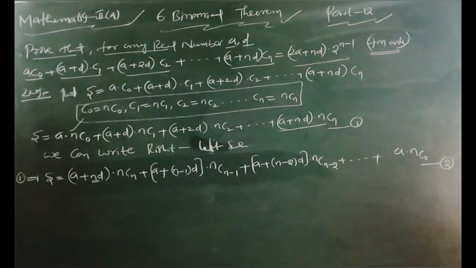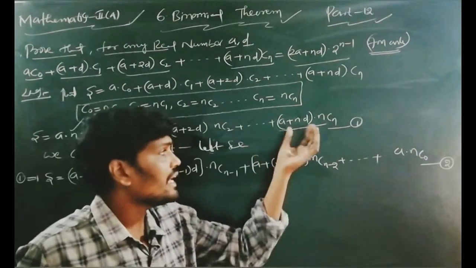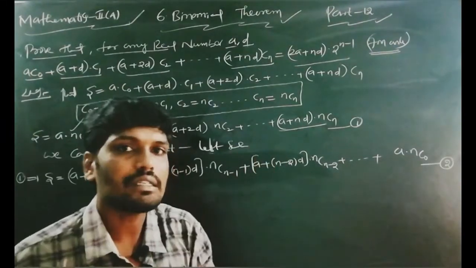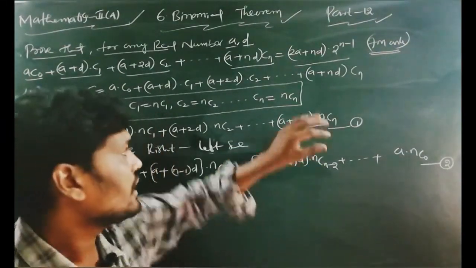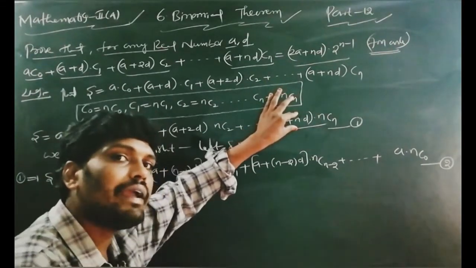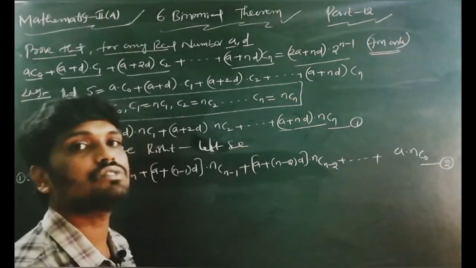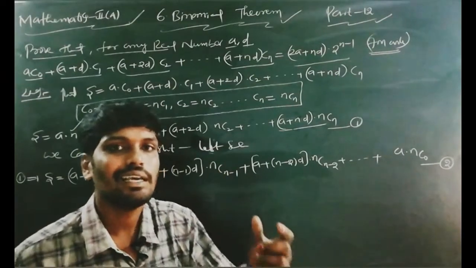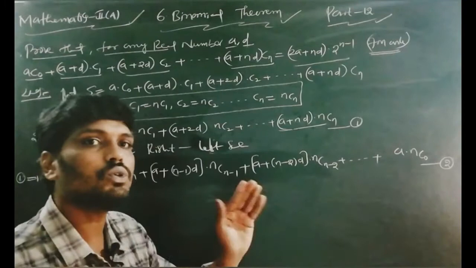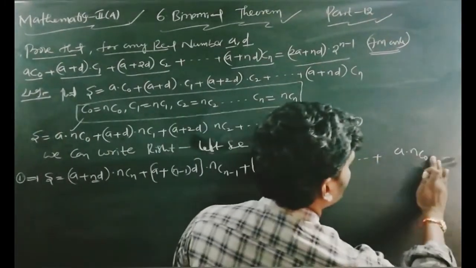Once more I can explain. The first term of the right hand side is a+nd. In the next term, you are subtracting 1 from n, so n-1. After that term, n-1-1, that is n-2. After that, n-1-1-1, nothing but n-3. Here right to left it decreases by 1 only, left to right it increases by 1. That's why you can write this as a sequence.